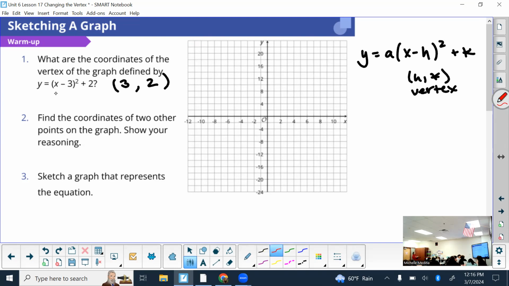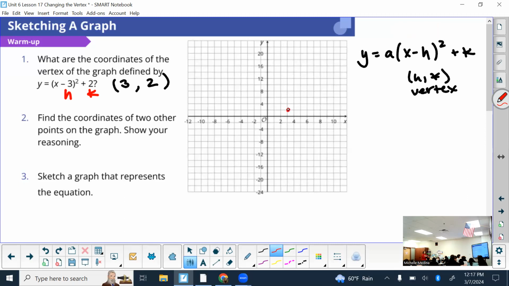So H is always in parentheses with the x, and it's always opposite of how it looks in the equation. If it's a positive 3, that means in my equation, I plugged in a 3. And then the K is always outside, not in parentheses with the x. It's always being added or subtracted, and that matches the same symbol. It's like your y-intercept. Not that it is your y-intercept, but it's like it, how it's separate. Questions on that? Okay.